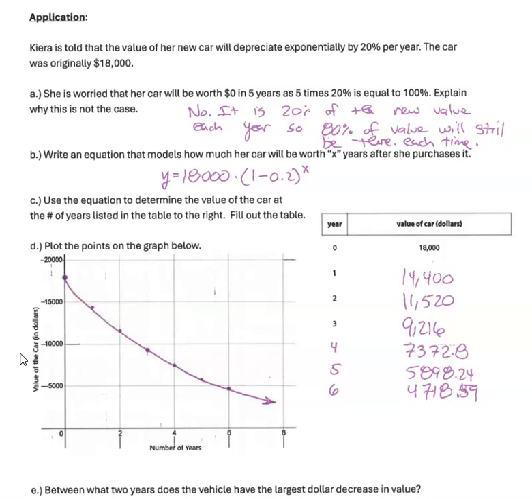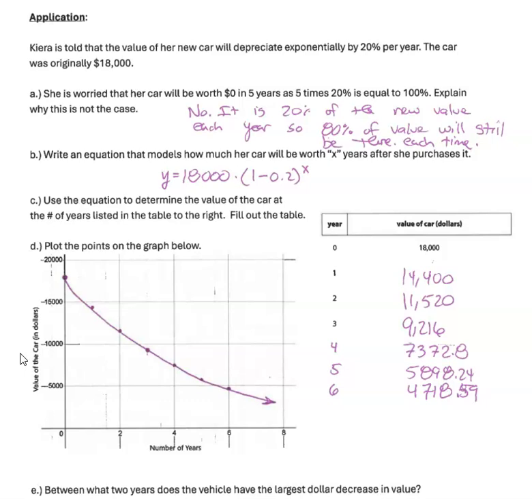So on here, it says that she's worried that her car is going to be worth nothing in 5 years because 20% for 5 years is 100%. All the value would be gone. So is this correct? And the answer is no, because you're always taking 20% of a new number. First, you take 20% of 18,000, then you have a new number, which is 14,400. Then you take 20% of that. So you keep taking less and less amount of dollars away.